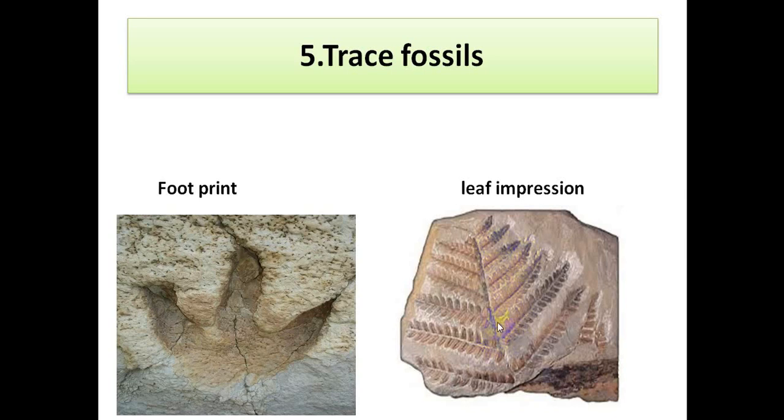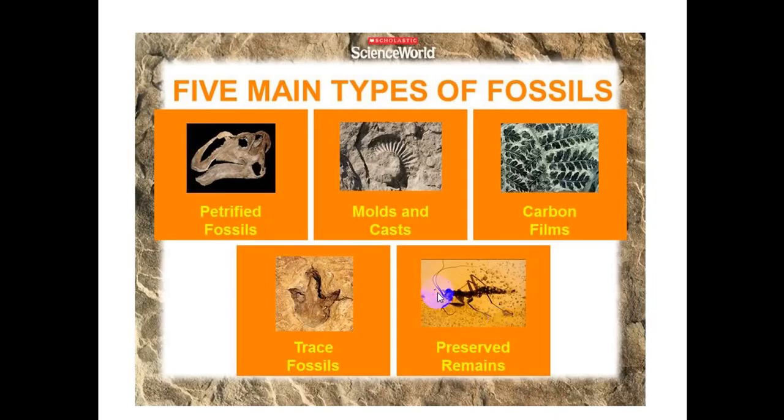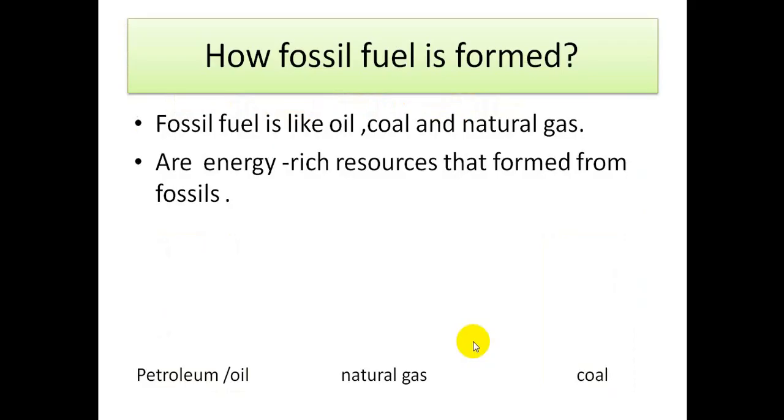So now we finished the 5 types of fossils. They are petrified fossils, mold and cast, carbon film, trace fossil, and here, preserved remains or amber fossils. How is fossil fuel formed? Fossil fuel is a source of energy, a very energy-rich resource that formed from fossil bodies.